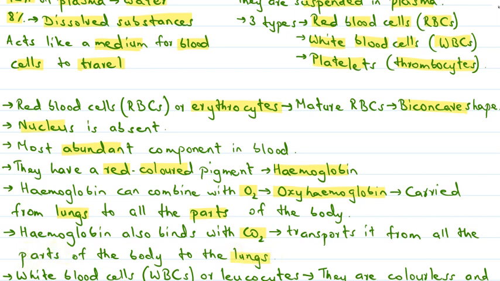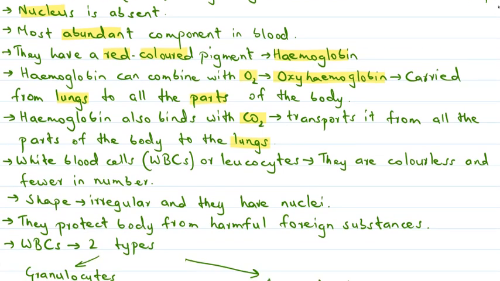Okay. So then we talked about the white blood cells or WBCs, which are also known as leukocytes. So they are colorless blood cells and they are fewer in number. They have an irregular shape and have nuclei. So what is the main function of these WBCs? They help in protecting our body from harmful foreign substances. So by protecting our body from foreign substances, they help in providing immunity to our body.